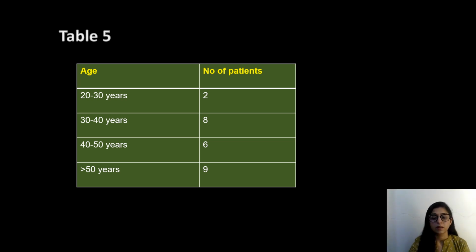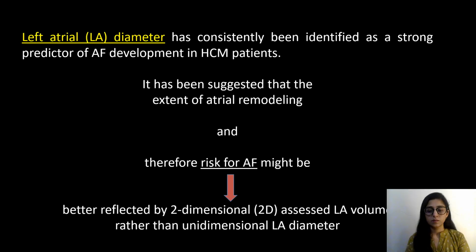This is the tabulated form of the age group of the patients. Left atrial diameter has consistently been identified as a strong predictor of AF development in HCM patients. It has been suggested that the extent of atrial remodeling and therefore the risk for AF might be better reflected by 2D assessed LA volume rather than unidimensional LA diameter.